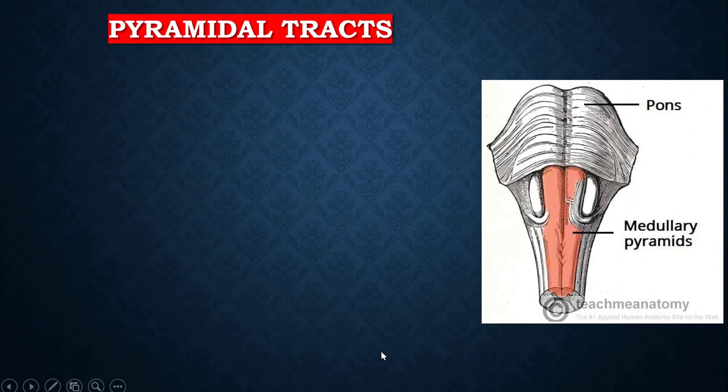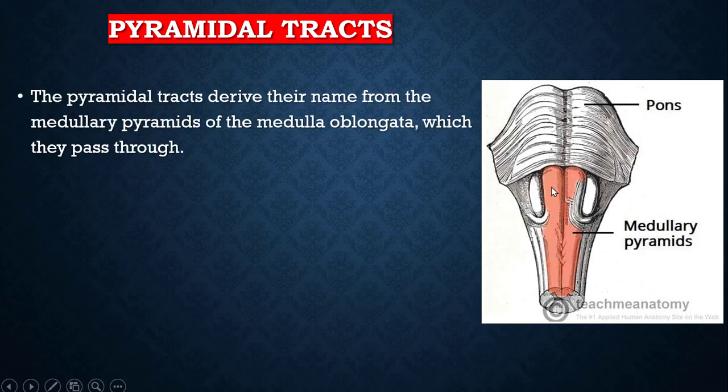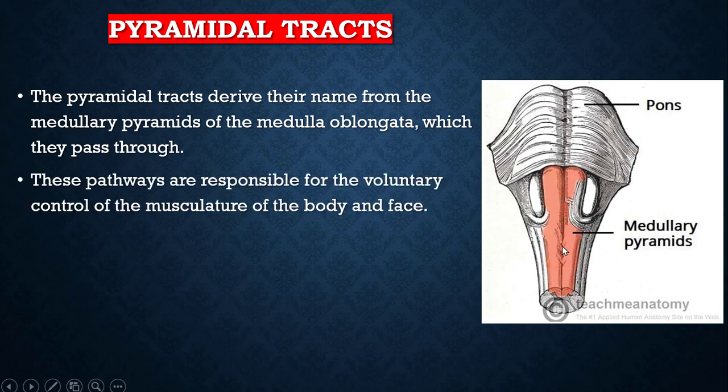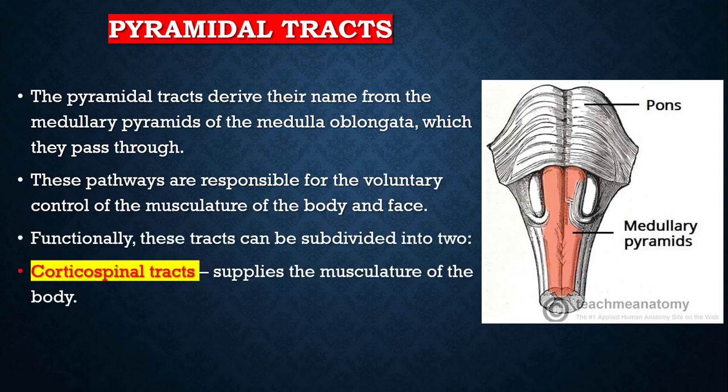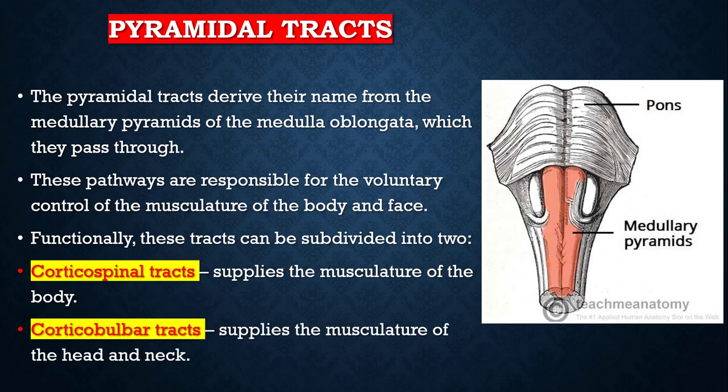Pyramidal tracts. The pyramidal tracts derive their name from the medullary pyramid of the medulla oblongata, which they pass through. These pathways are responsible for the voluntary control of musculature of the body and face. Functionally, these tracts can be subdivided into two. Corticospinal tract supplies the muscles of the body. Corticobulbar tract supplies the musculature of the head and neck.